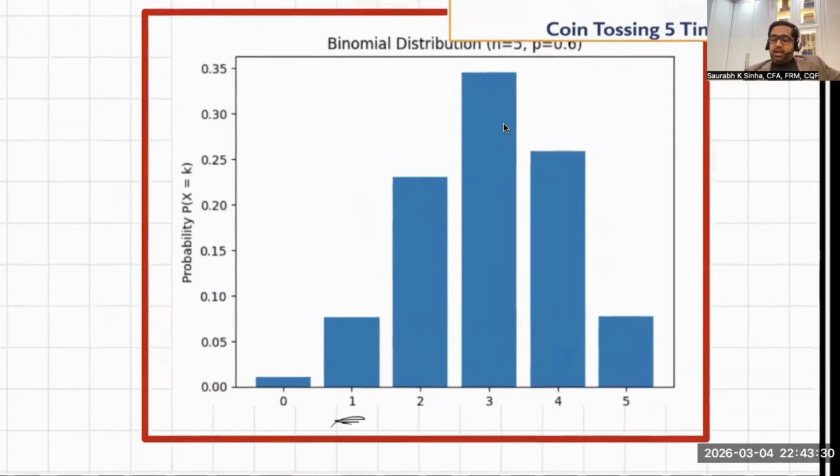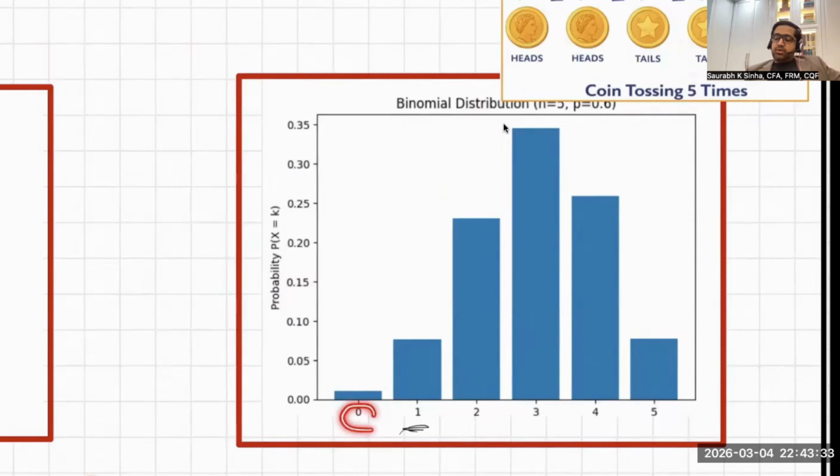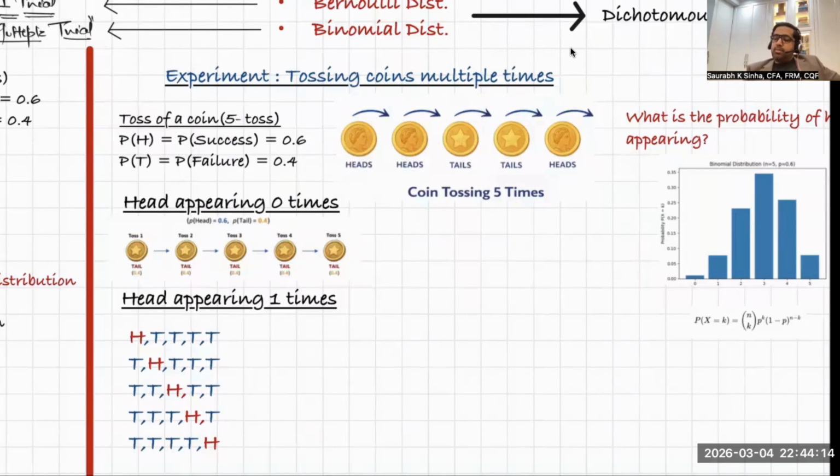Okay. So let's start with zero successes. I'm interested in finding the probability of zero successes.